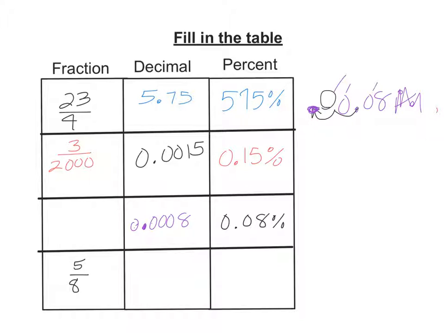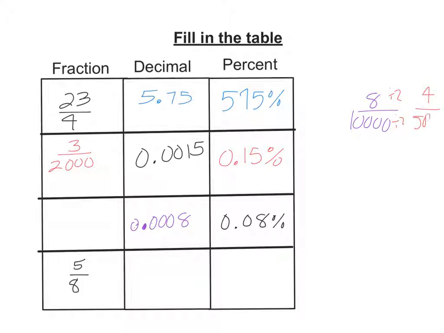Now, how do I write this as a fraction? What's the shortcut way? 8 over, let's see how many zeros. 1, 2, 3, 4 again, which is 10,000. And then divide by 2. And when I do that, I get 4 over 5,000.